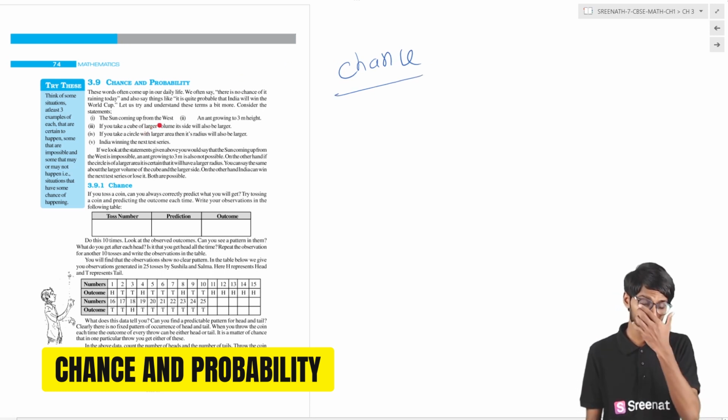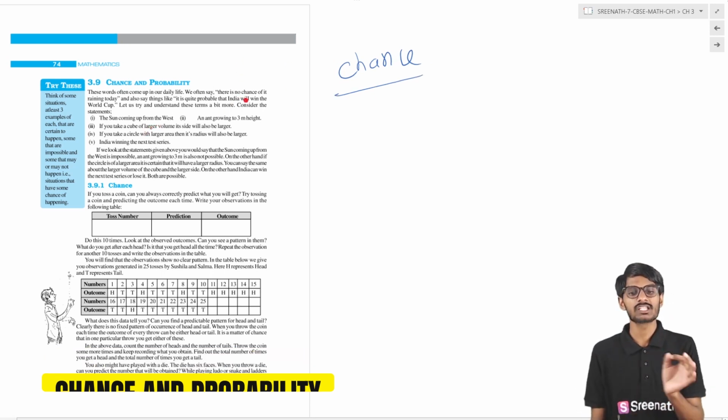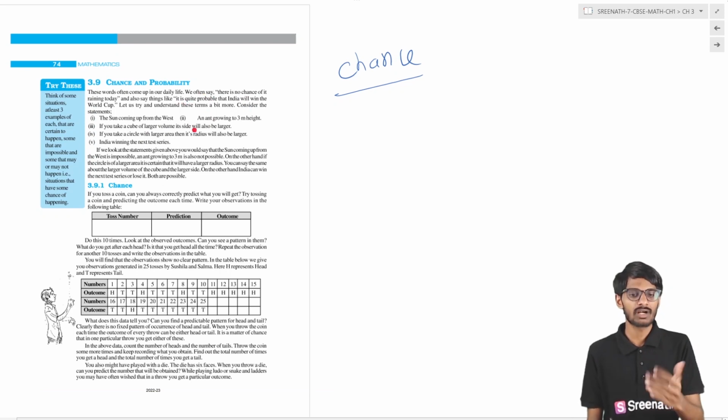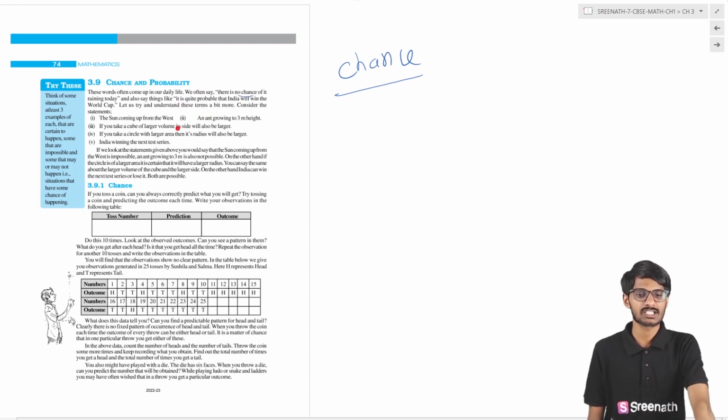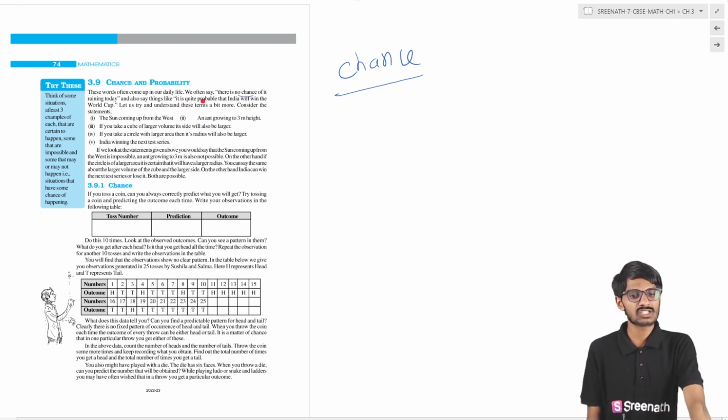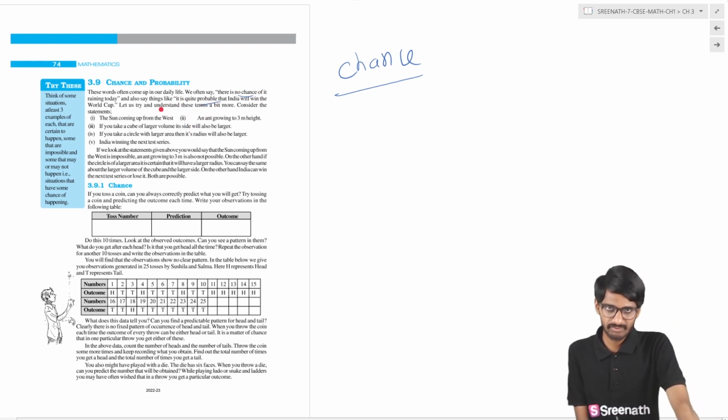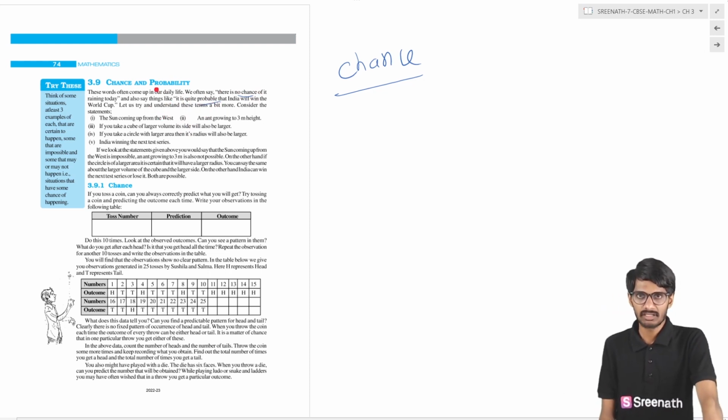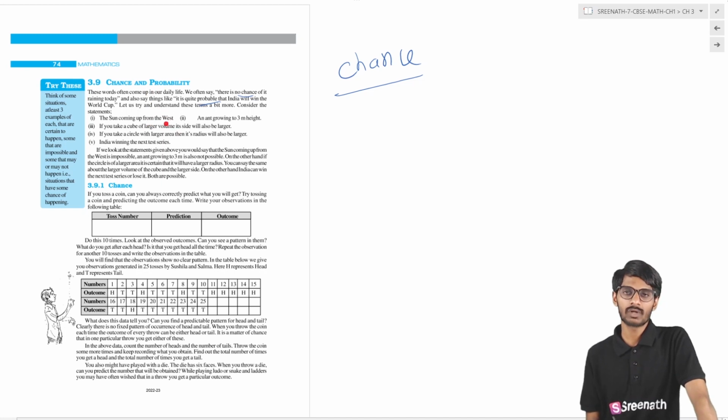So we often use the word chance. For example, there is no chance for rainfall today. We use "there is no chance" in that statement. And we also say, it is quite probable that India will win the match, India will win the World Cup. It is quite probable. So these two words we use in our day-to-day life.